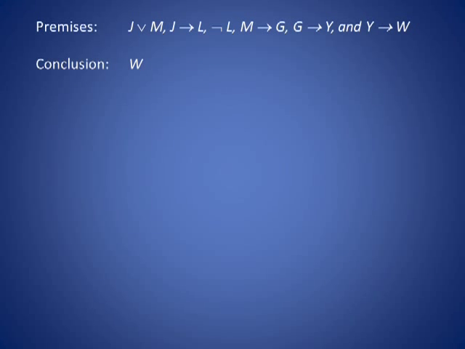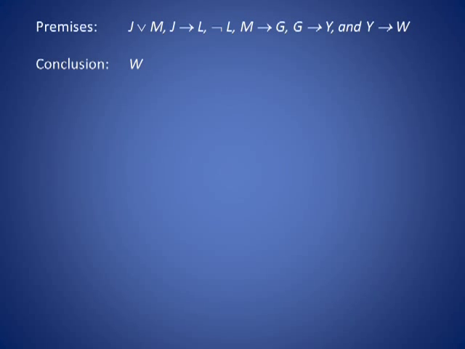The premises of this problem are J or M, J implies L, not L, M implies G, G implies Y, and Y implies W. The conclusion we seek is W. How could we conclude W from these premises? Looking backwards through the premises, we see that we could get W if we knew Y. And if we knew G, we could get Y. And if we knew M, we could get G. It seems that getting M is a good intermediate goal for us.